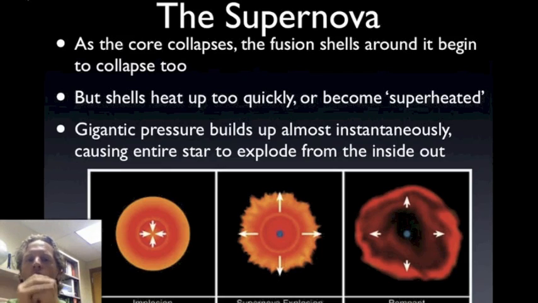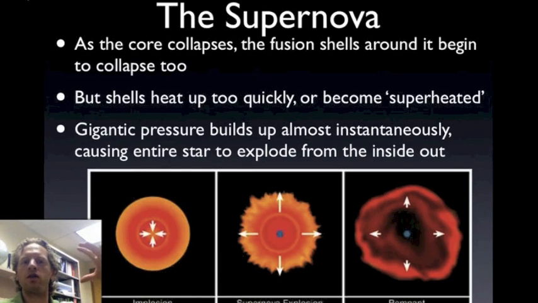But the point is, though, that core collapses. All of those shells try to collapse along with it. But here, what happens is those shells heat up incredibly quickly. There's a huge amount of heat built up, all just in literally a fraction of a second. So those shells become superheated. And the fact that those shells are trying to collapse, they become superheated, they all of a sudden start giving off huge amounts of pressure.